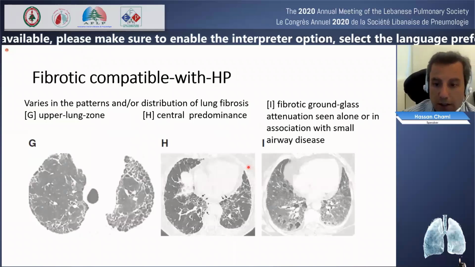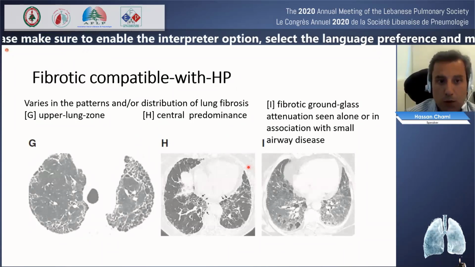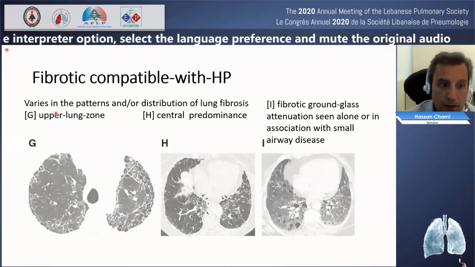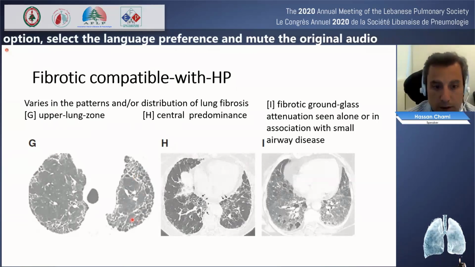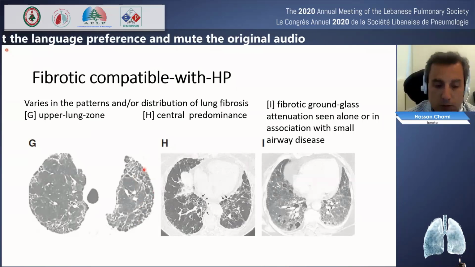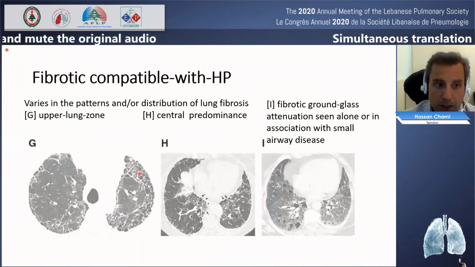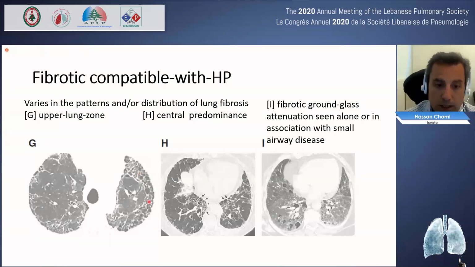Now, there's other even more challenging findings where we call them compatible with HP. And here you'll have this pattern of upper lung zone fibrosis, which is thought to be very suggestive of HP, but it's rarely seen. So it's less than 10% of HP patients that end up having this pattern of upper lung zone predominant fibrosis. There's another pattern of central predominant zone fibrosis that could be compatible, or a combination of fibrosis with ground glass and small airway disease that's giving you this mosaic pattern.